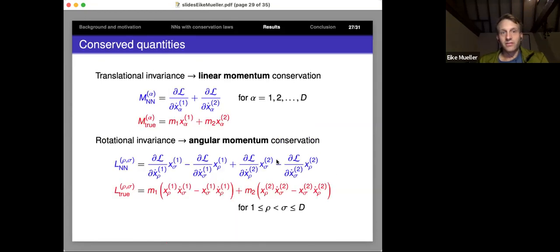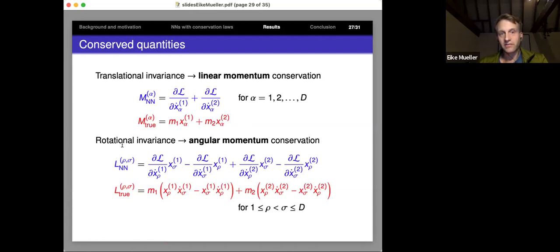Okay, so what are the conserved quantities? Translational invariance gives us linear momentum conservation, and for the neural network, we conserve this blue quantity here. There are d components, so this is a vector with d components. For the true system, we can work out these derivatives and get these quantities here, which is just the sum of the momenta of the two particles.